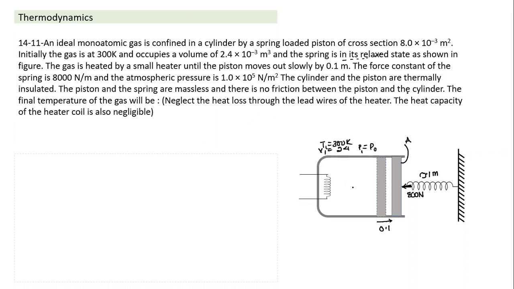What we need to calculate is the final temperature of the gas when the piston moves out. Initial temperature is given. We need to calculate the final temperature. Heating is happening, and a spring is there. Prima facie, the question looks really complicated. But if you think of it, this question is actually extremely simple.